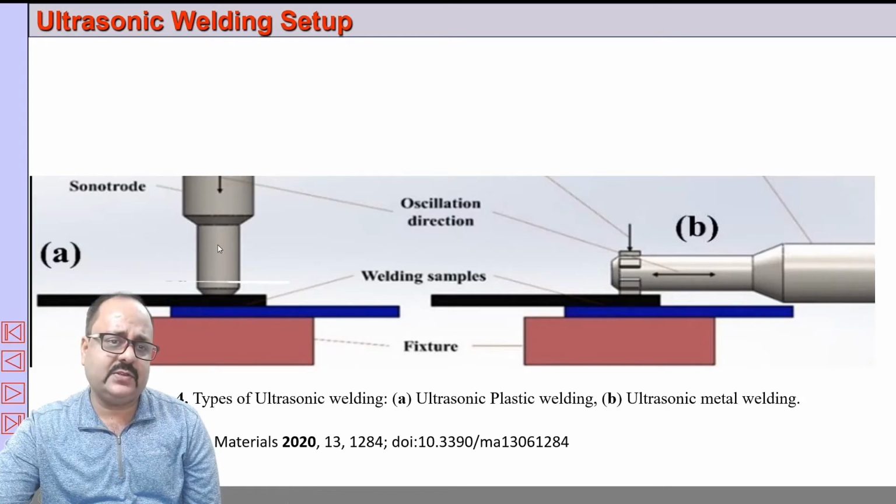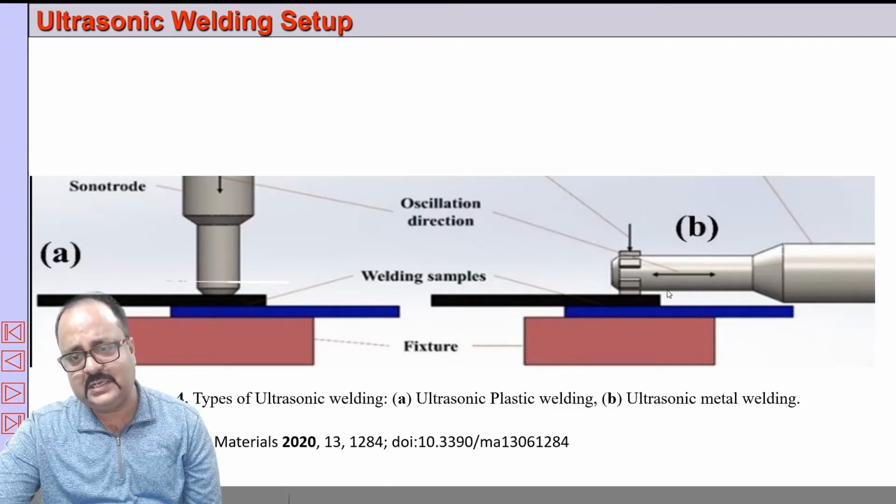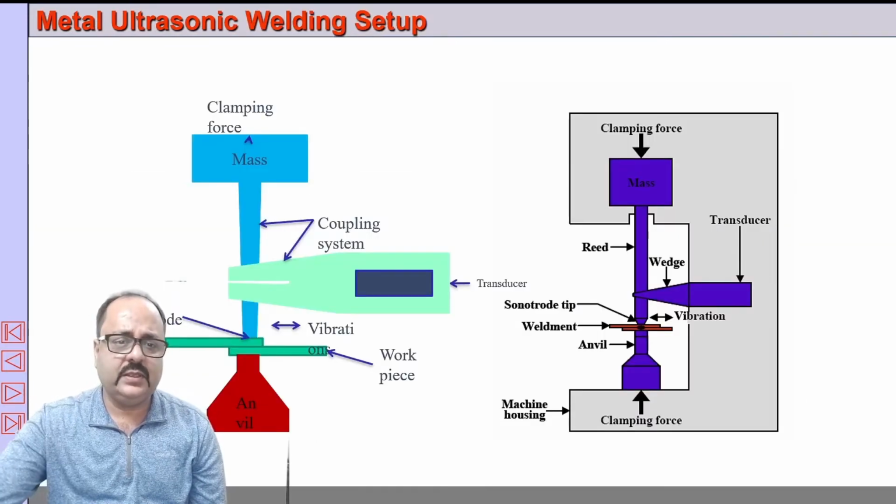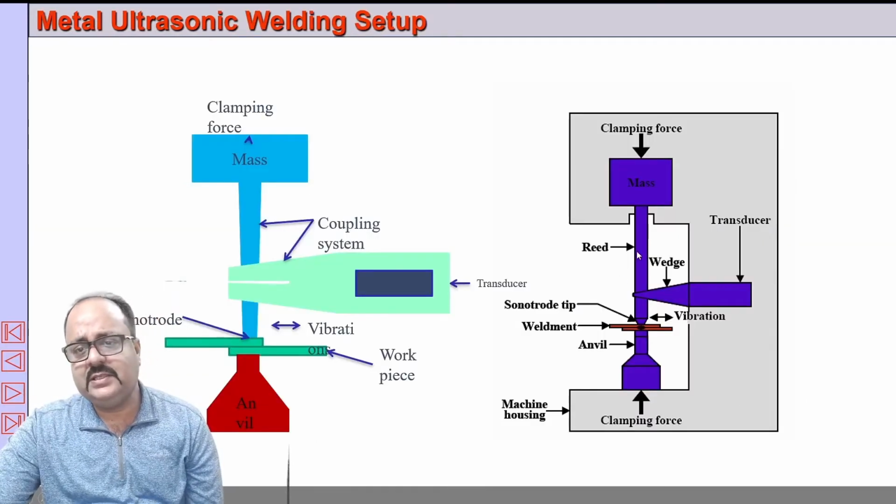Whereas here the vibration in longitudinal directions creates the melting, and welding is completed. This is mainly used for plastic welding. This mode of welding is for metallic welding. It may be a lateral drive system like this, or it may be a wedge reed drive like the one we have seen in the first slide. Yes, this is a wedge reed system. So there is a reed and a wedge, and therefore it's called wedge reed system.